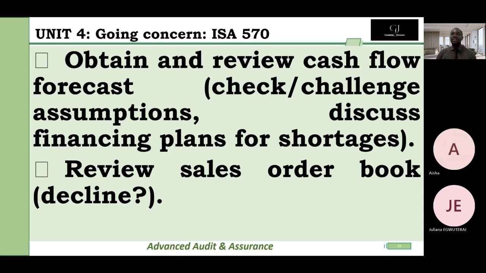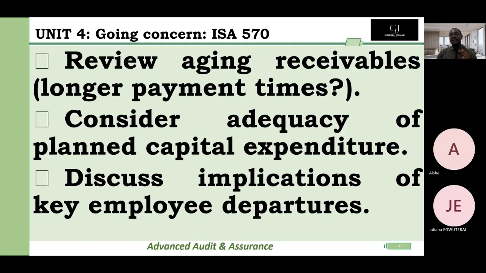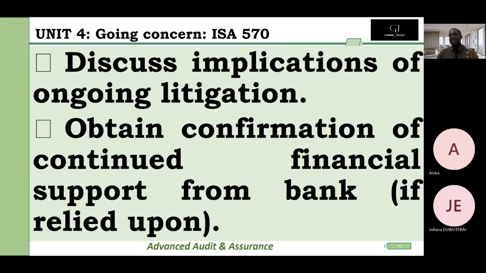So you're essentially not doing financial statement audits now. You're looking at the going concern status based on this audit standard, ISA 570, and also review aging of receivables, longer payment times that are above 30, 45, 60 days. Consider adequacy of planned CapEx, capital expenditures. Also discuss implications of key employee departures, maybe major directors, major senior managers.